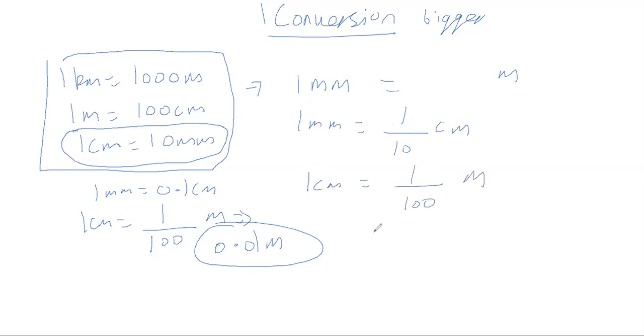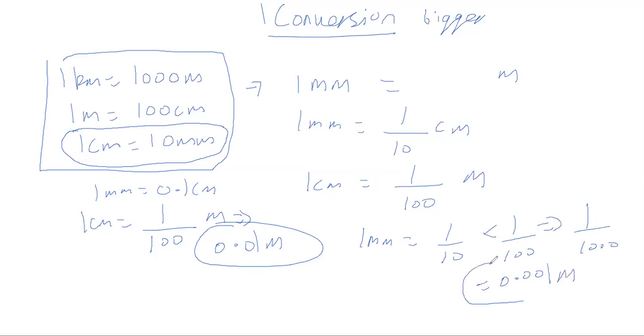1 over 100. Now you are interested in finding 1 millimeter, so simply just multiply them. So in 1 millimeter, how many meters are there? 1 by 10 multiplied by 1 by 100, which is equal to 1 over 1000. This becomes what? 0. Now there are 3 zeros in the denominator, so there will be 3 decimal places. 0.001 meters. So 1 millimeter is equal to how many? 0.001 meters.